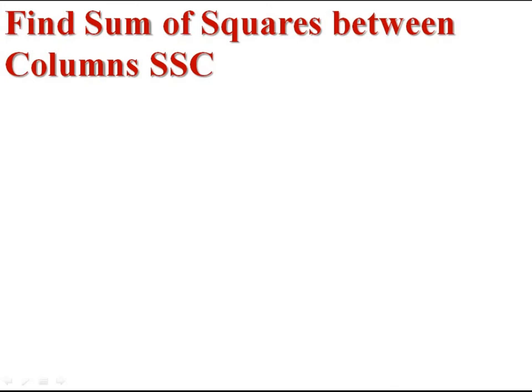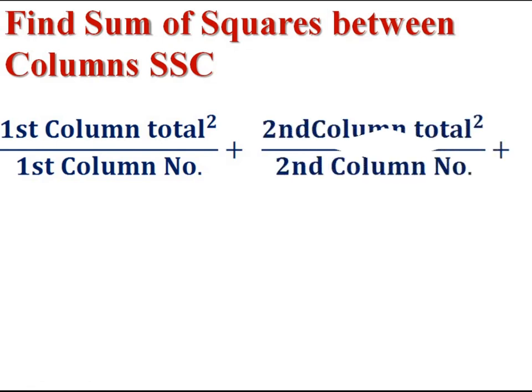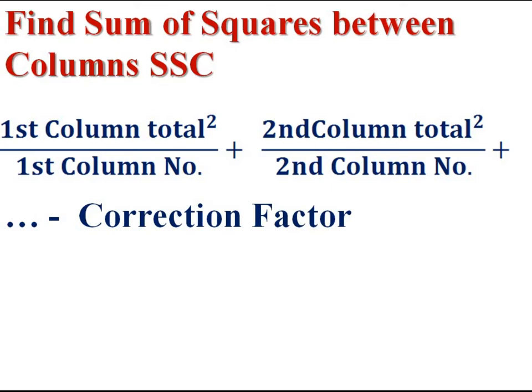Then find sum of squares between columns, between samples, SSC. Sum of squares between samples or between columns, SSC. It is equal to first column total square divided by first column number plus second column total square divided by second column number plus third column total square divided by third column number plus fourth column total square divided by fourth column number minus correction factor.